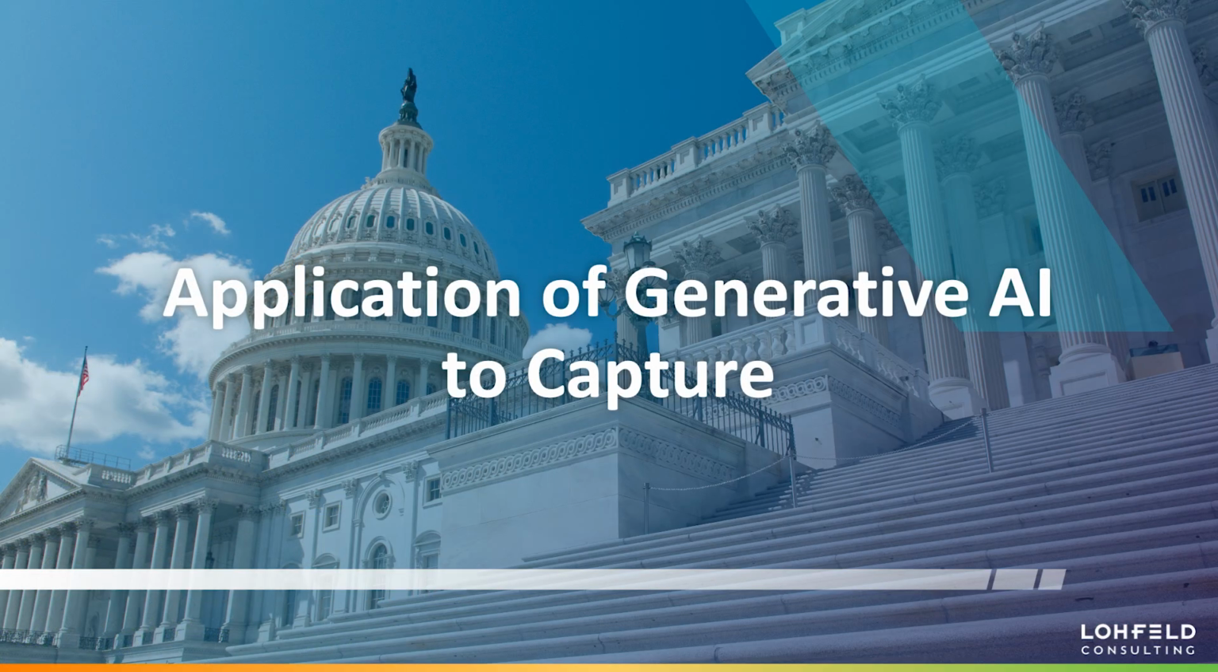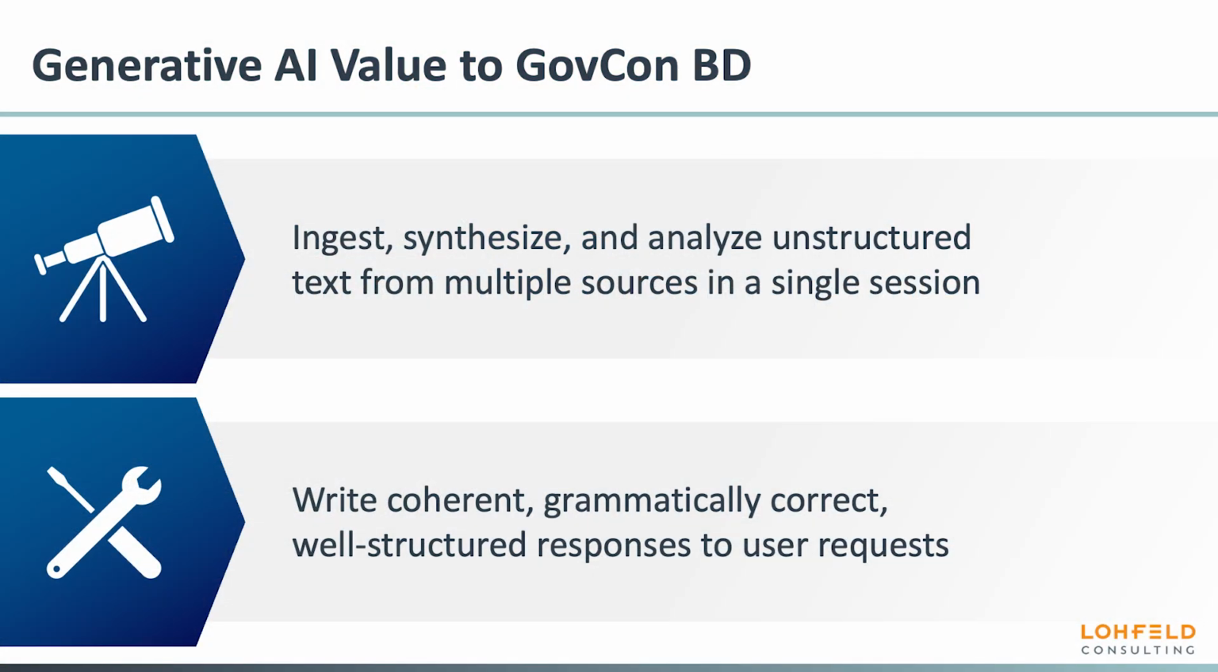So let's talk about how we actually apply generative AI to capture tasks. Now, the key difference between capture and proposals is related really to the two, if you will, superpowers that generative AI has. I think we're all pretty much familiar with the idea that generative AI is impressive at writing coherent, grammatically correct, well-structured responses. You can give it a prompt, it will come back with a cogent response.